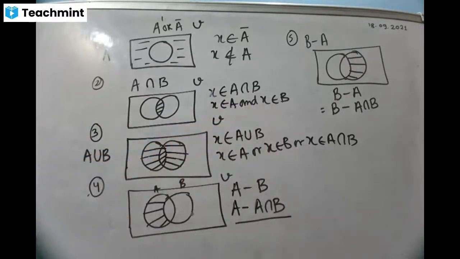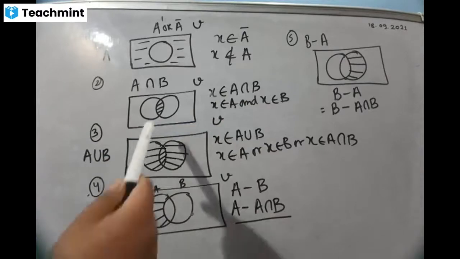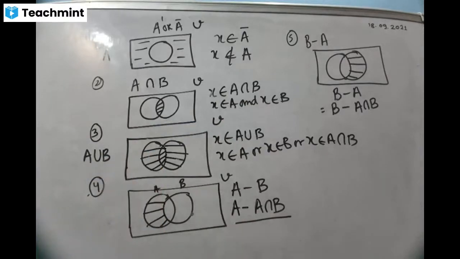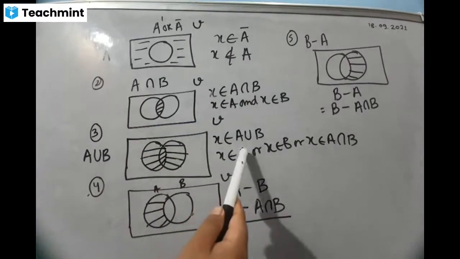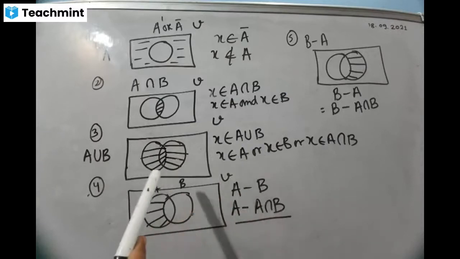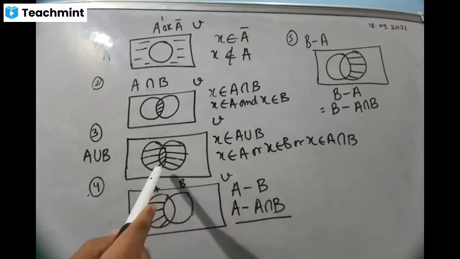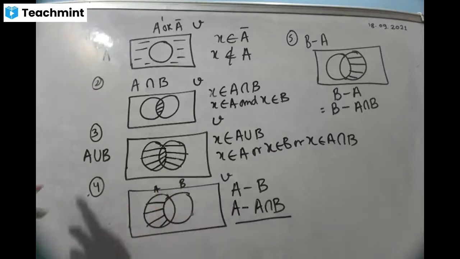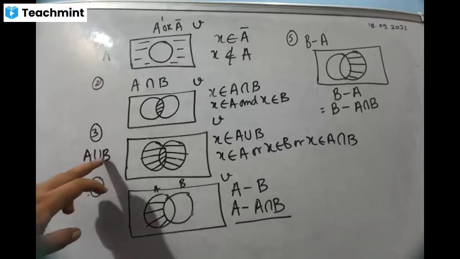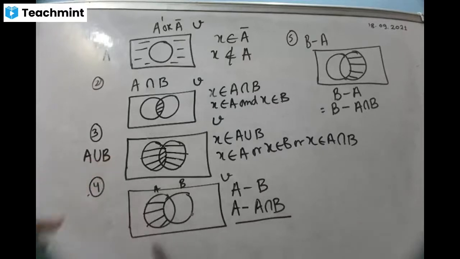That means the element X is the common element of A and B. So this is the region. Is that clear? Next, A union B. If X belongs to A union B, so A union B means either X belongs to A or X belongs to B or X belongs to A intersection B. That means A union B means all the elements of A plus all the elements of B taken together such that the repeated numbers will be taken only once. So that is the meaning of union.